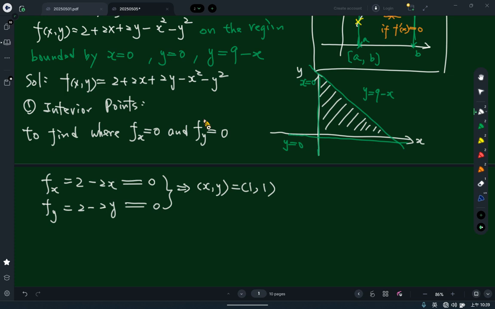So easy, right? Because for these two equations, we need to simultaneously meet the requirements from both equations. So the first point we need to consider is 1, 1. So 1, 1 is here. This is 1, this is 1, 1.